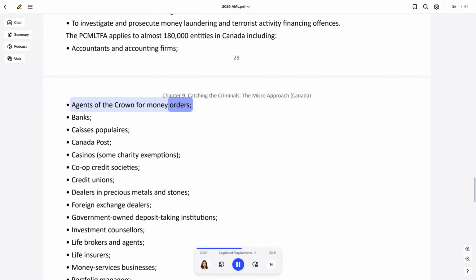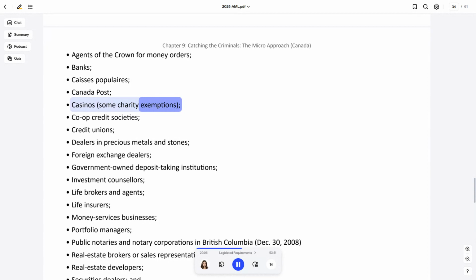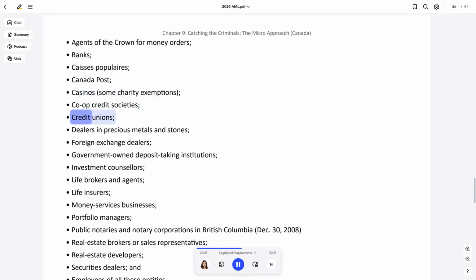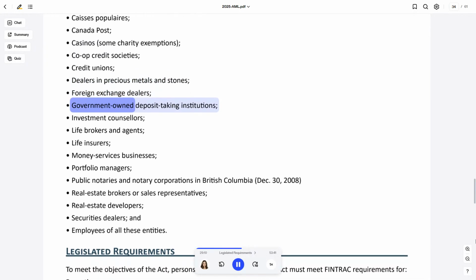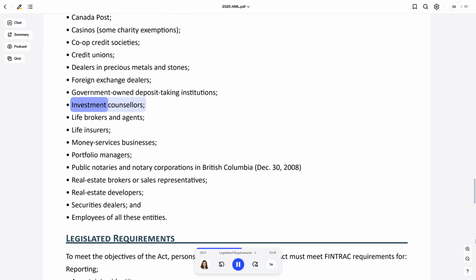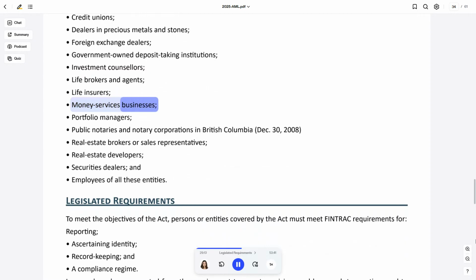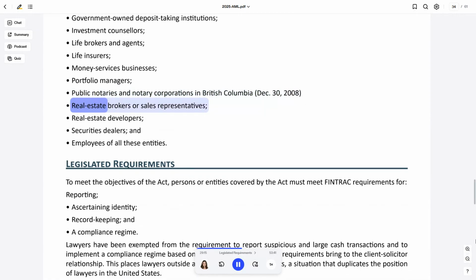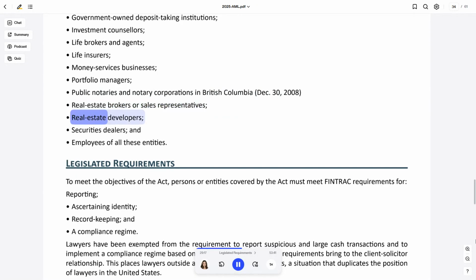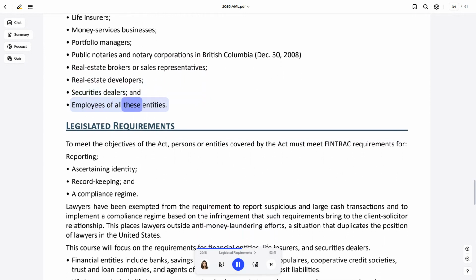Agents of the Crown for money orders, banks, caisses populaires, Canada Post, casinos, some charity exemptions, co-op credit societies, credit unions, dealers in precious metals and stones, foreign exchange dealers, government-owned deposit-taking institutions, investment counselors, life brokers and agents, life insurers, money services businesses, portfolio managers, public notaries and notary corporations in British Columbia, December 30, 2008. Real estate brokers or sales representatives, real estate developers, securities dealers, and employees of all these entities.